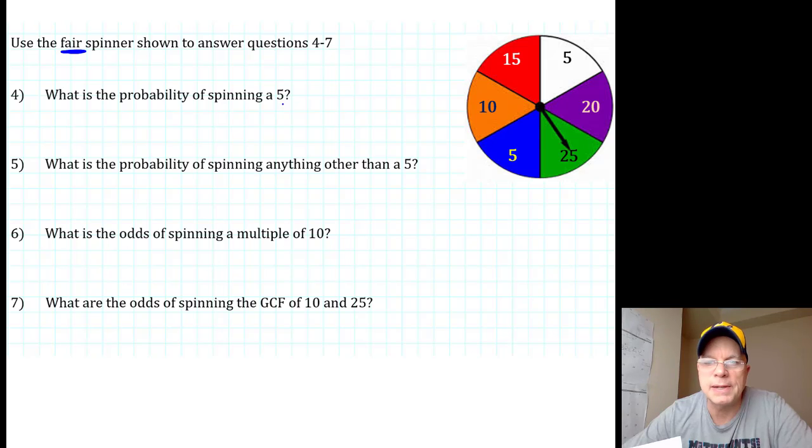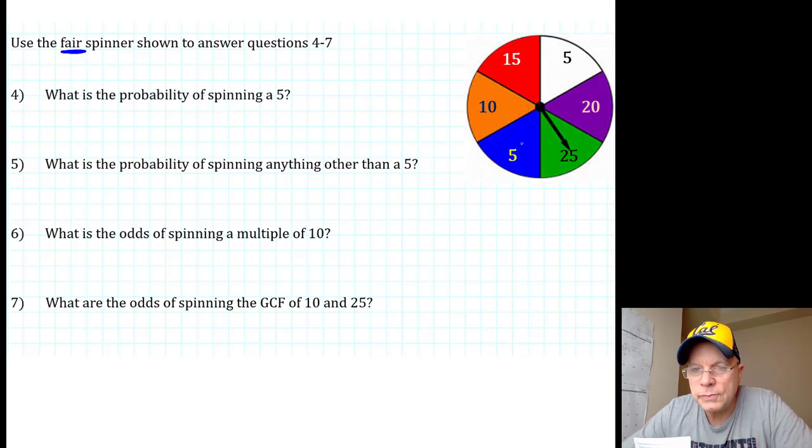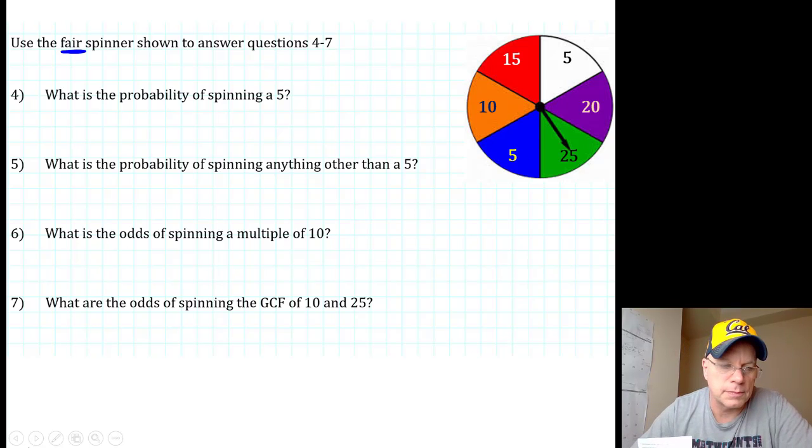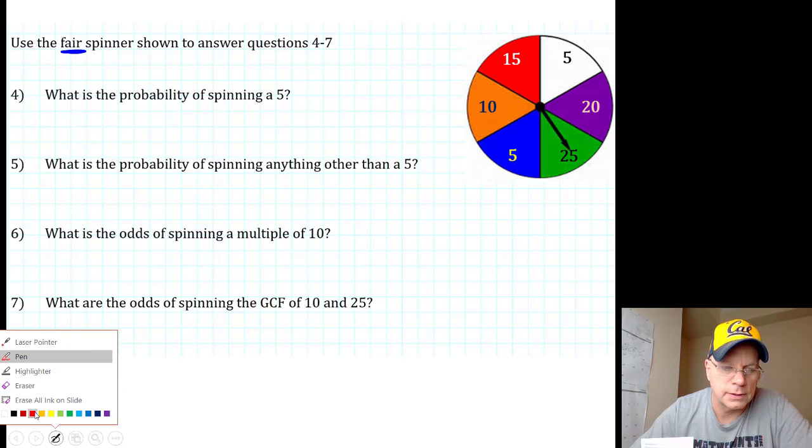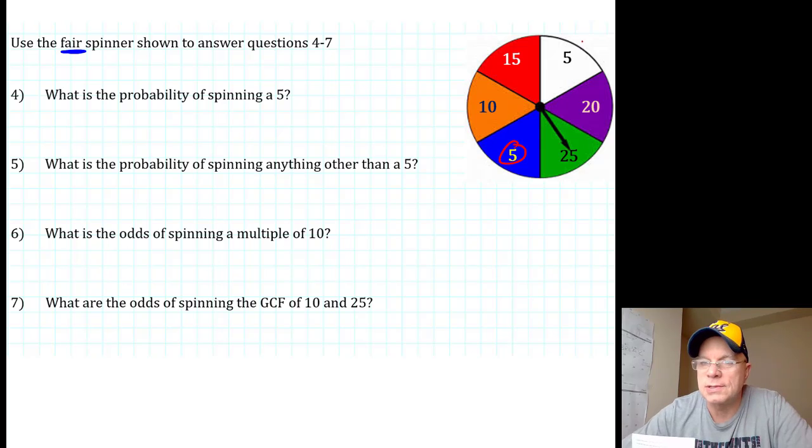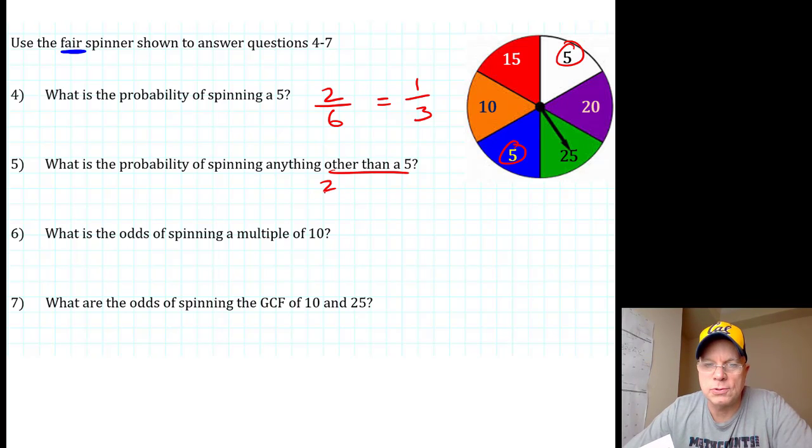What is the probability of spinning a 5? Well, the tricky thing about this is you have to realize there are two, it's an unfortunate choice of color, there are two spaces labeled 5, and so there are 2 favorable outcomes out of the 6 possible outcomes, and that's why that simplifies to 1/3. Other than a 5, there's a complement, so 3/3 minus 1/3 is 2/3, or you could just count them. There's 4 out of 6.